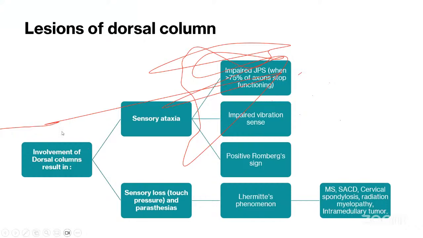So what happens if there is a lesion in the dorsal column? This results mainly in sensory ataxia: impaired joint position sense, impaired vibration sense, and a positive Romberg sign. Also there is sensory loss of touch and pressure, and paresthesia. It is also the main cause of Lhermitte's phenomenon, which is seen in subacute combined degeneration, cervical spondylosis, MS, radiation myelopathy, and intramedullary tumors.